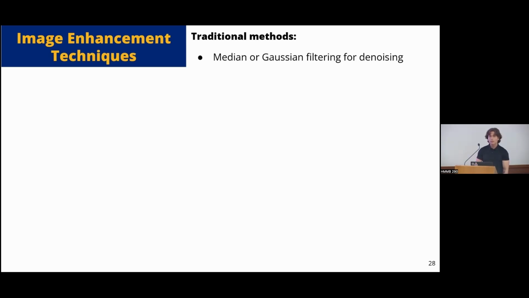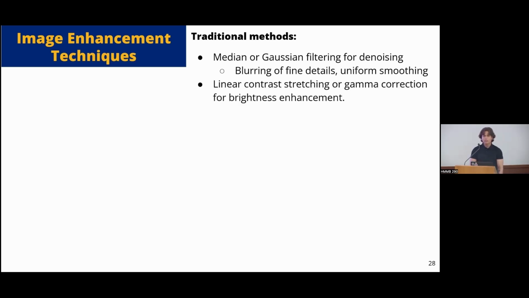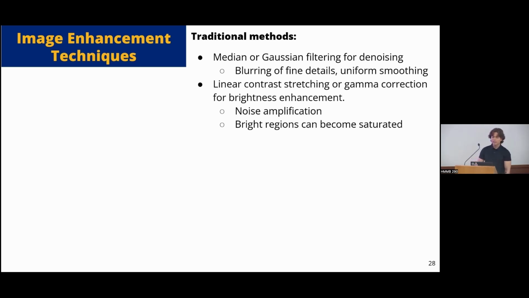So here's a summary of image enhancement techniques. Some traditional methods include median or Gaussian filtering for denoising, but these methods may blur out fine details by applying a uniform smoothing over the entire image. For brightness enhancement, we may apply linear stretching or gamma correction, but these methods amplify noise, and they may clip high-intensity regions, making the image appear saturated.